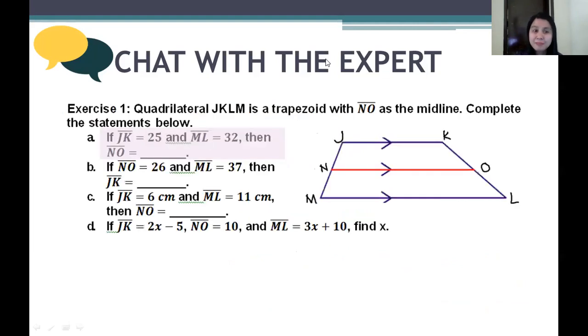Now, let's try completing the statements. I have drawn here quadrilateral JKLM, and it is a trapezoid with MO as its midline. Now, prepare your check boxes as you will answer with me. Ready? The first one, A. If JK is 25 and ML is 32, what is the length of NO? Ready? In your chat boxes, share with me. What's the answer?